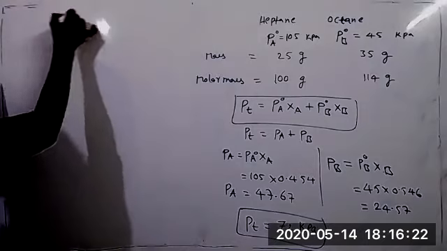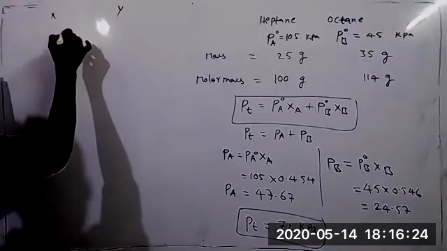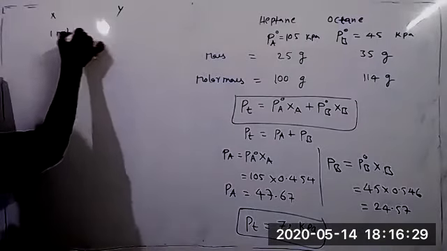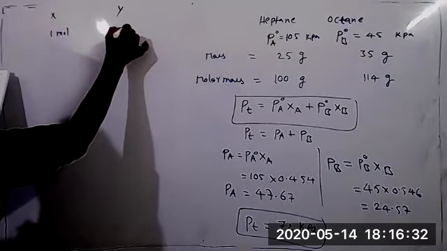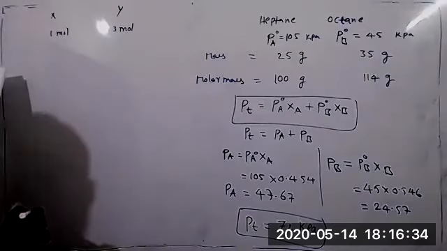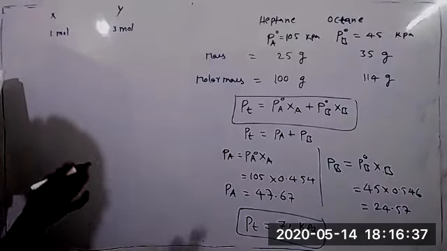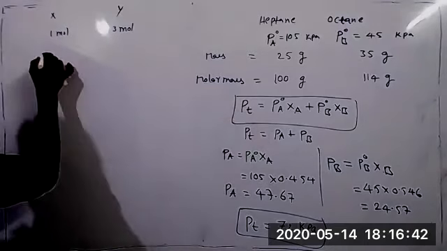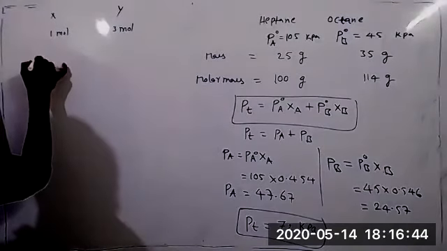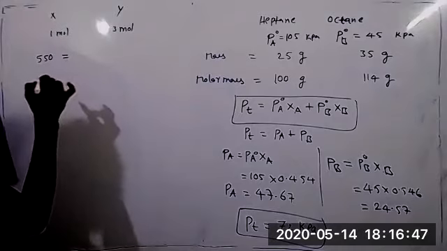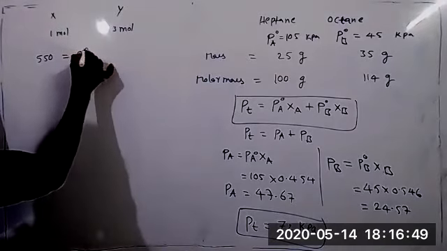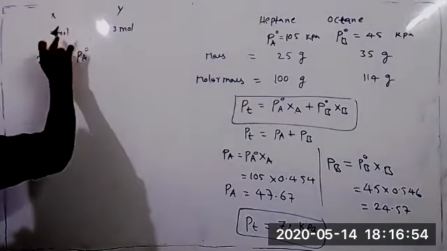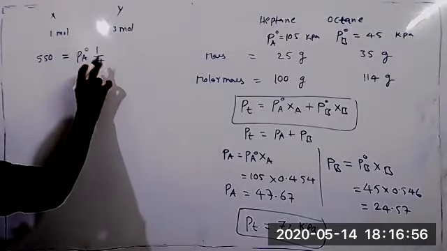The two liquids, X and Y, are forming an ideal solution. So this is 1 mole, this is 3 moles of Y, and 550 mmHg is the total pressure. This is the only formula we are applying. P total is 550 mmHg equal to Pa power 0 times XA, the mole fraction of A, which is 1 by 4. Correct or not?